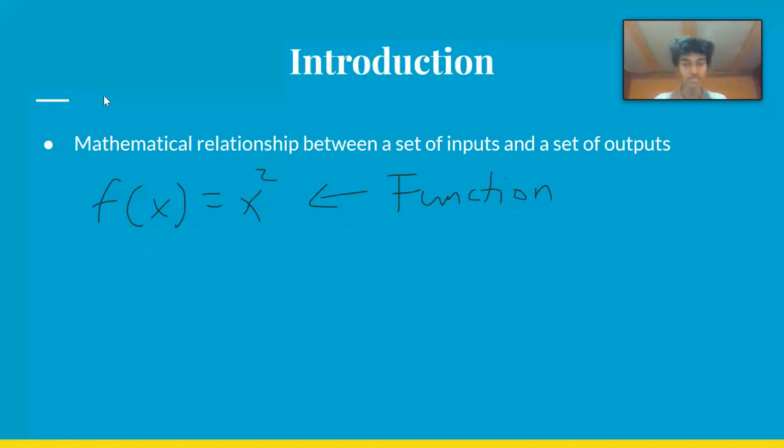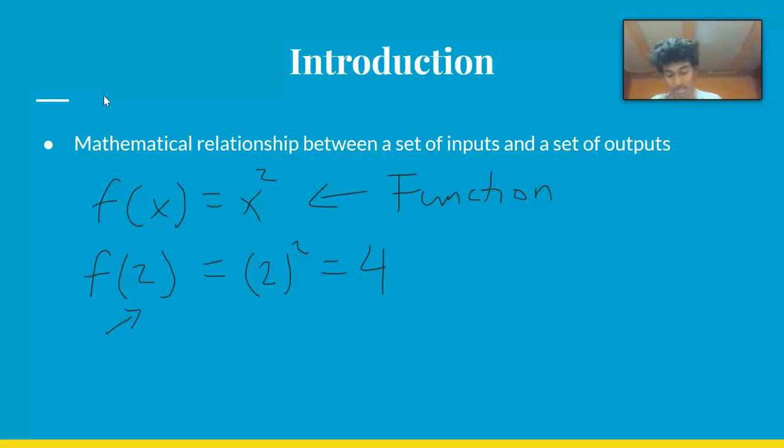Because what we can do is plug in different inputs and we will get different outputs, right? So let's take x equals 2. Let's find f of 2. So f of 2, we replace x with 2, right? That means in our function, we replace every occurrence of x with 2. So this is just 2 squared, which is equal to 4.